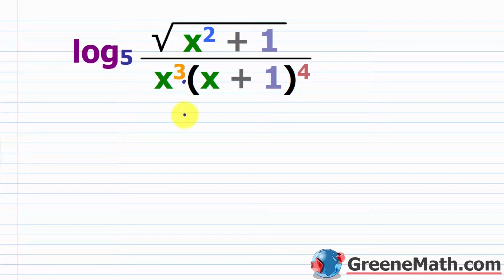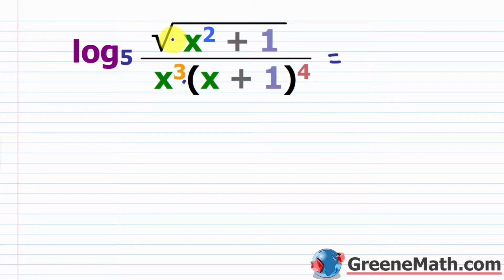times, let me put that multiplication symbol in there so it's clear, the quantity x plus 1 to the 4th power. Okay, so if we want to expand this, first off, if you have a radical with these problems, go ahead and write it in exponential form. So if you have the square root of something, it's raised to the 1/2 power. If you have the cube root, it's raised to the 1/3 power, 4th root, raised to the 1/4 power, and so on and so forth.